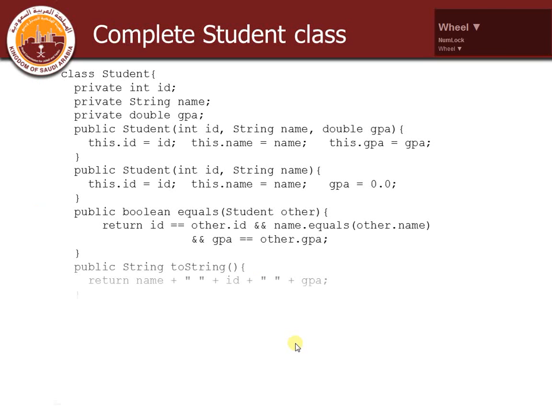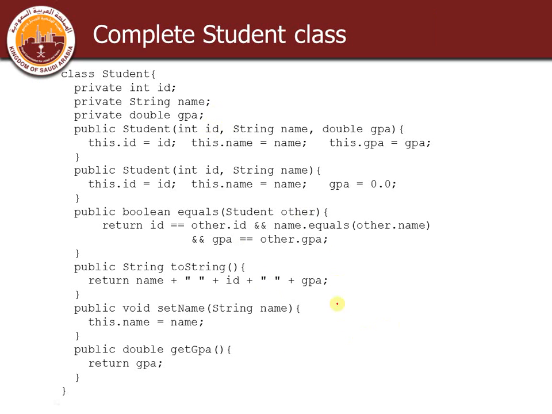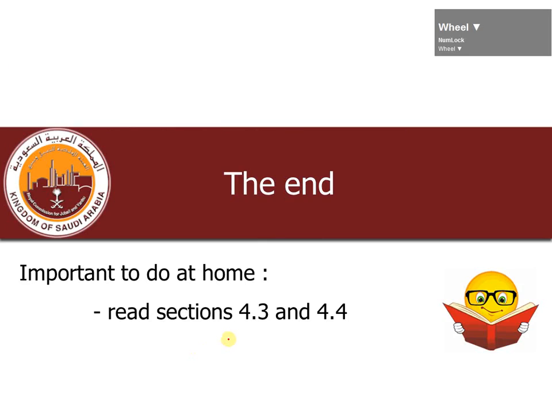And this is the complete class with the constructor that takes 3 arguments, the other constructor that takes only 2, with the boolean equals that takes another student and compares the ID and everything, and then this toString which just returns something, and then we have this set and get, for example set name, get GPA, and that's it.